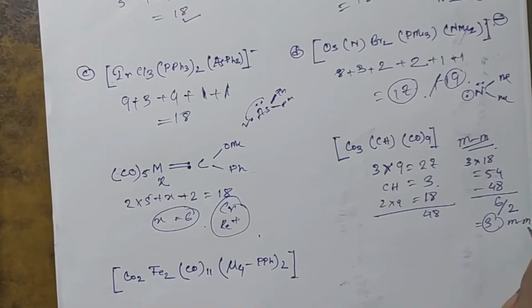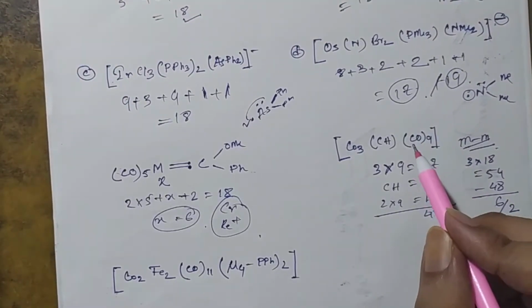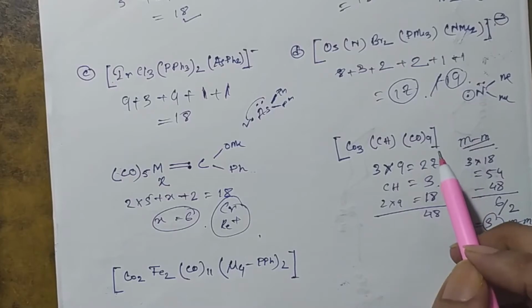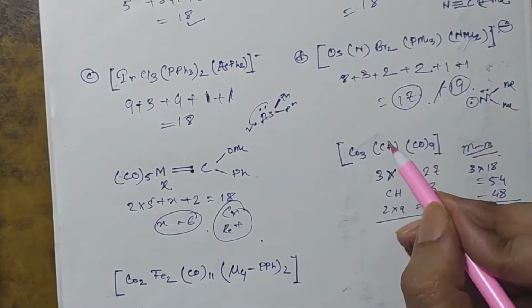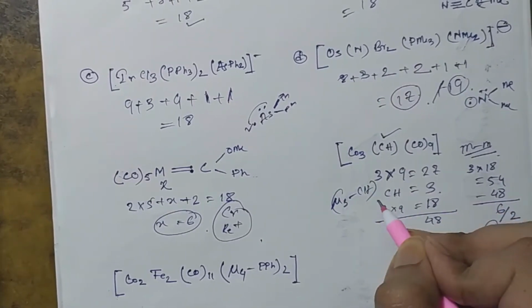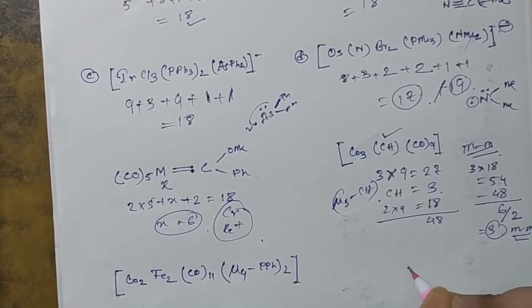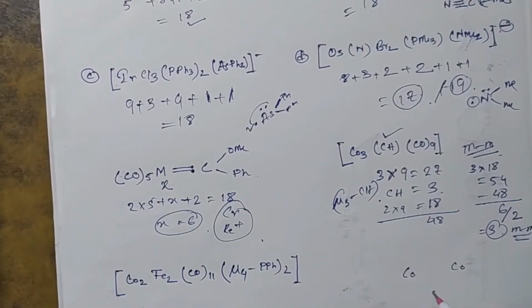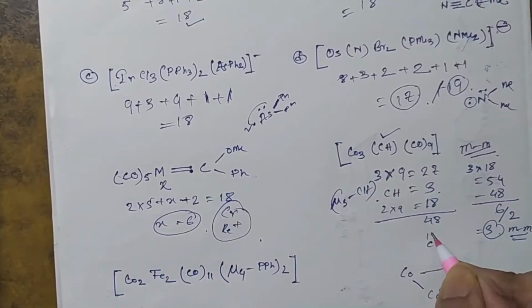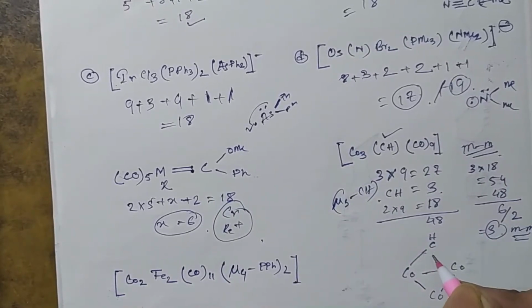It also asked which group acts as a bridging ligand. So that answer is CH. It acts as a mu3-CH ligand. The structure will be like CO, CO, CO, each connected to a metal-metal bond, and there is a CH ligand. So this is bridged over 3 cobalt metal ions, and each metal ion also has terminal carbonyls.